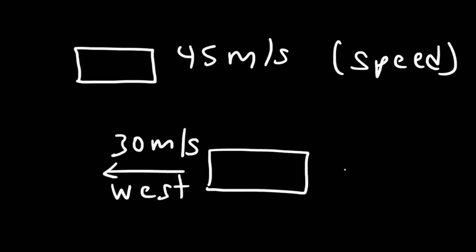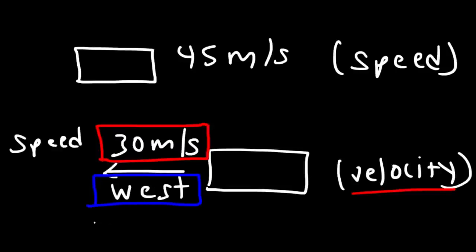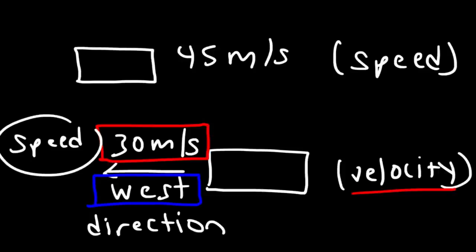Now, let's say we have a train moving at 30 meters per second going west. In this case, this is a description of velocity because not only do you have the magnitude of the vector, which is the speed, but you also have the direction. When you combine magnitude and direction, you have a vector quantity. And so velocity is basically speed with direction. The 30 meters per second tells you the speed, west tells you the direction, and when you combine these two, you have velocity.